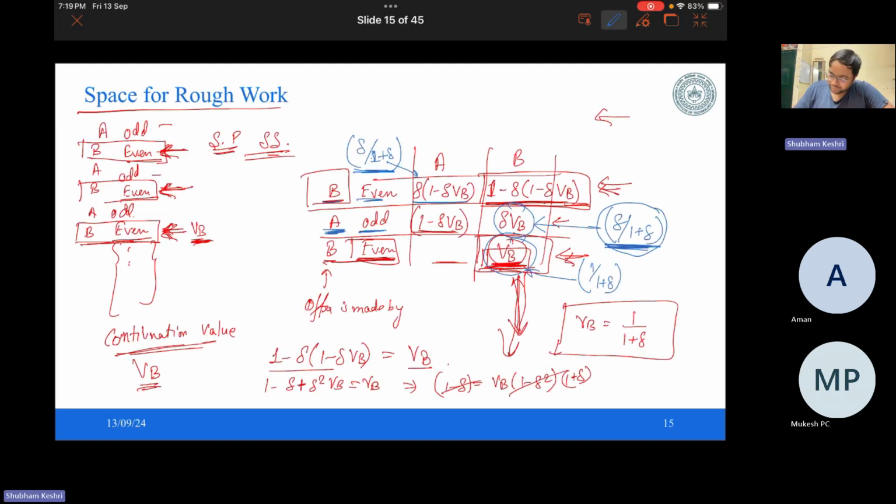That is what I was trying to do, and I got confused. But this is the idea. At the very first stage, A will make an offer of delta by 1 plus delta, and B will accept the offer, and therefore the game ends. Therefore, all the subsequent stages will not be played, even though the subsequent stages are playing a very important role in the game.